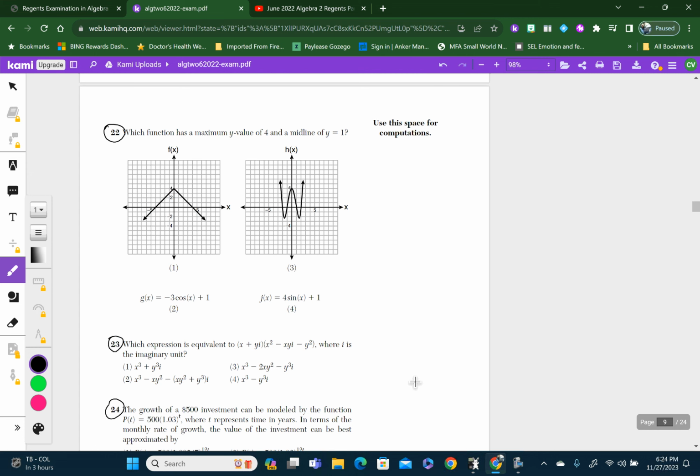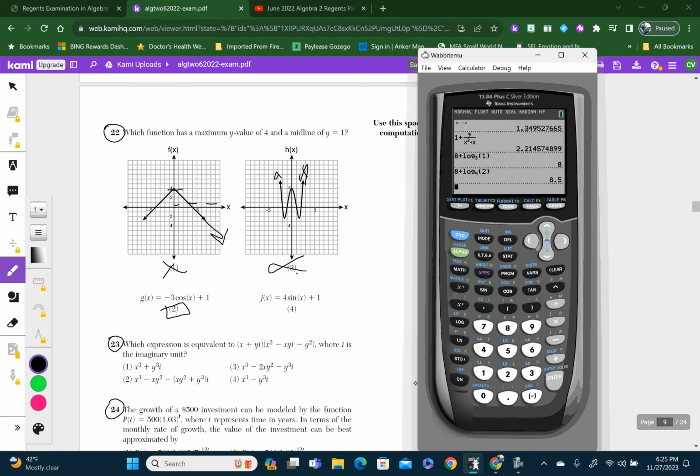Next one, which one has a maximum y value of 4? This one has a maximum y value of 4 and a midline of y equals 1, which means it cuts the graph in half. But this one keeps going, so there is no midline, so it's not number 1. This one doesn't have a max of 4 because the arrows mean that it keeps on going, so it's not 3. And then I plug each of these in, and the correct one is going to be option number 2, but let me just show you why.